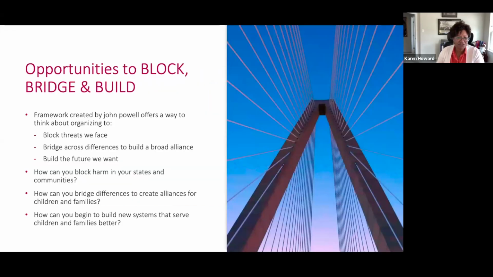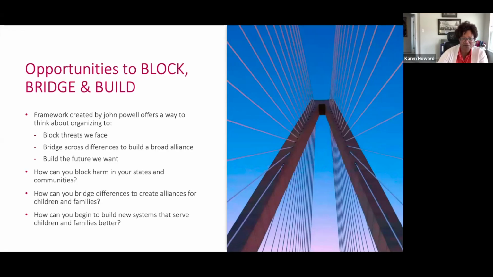So I just want to briefly mention this Block Bridge Build is a framework coming out of the Othering and Belonging Institute with John Powell. I found it really useful to think in this way as an advocate, that what are the ways in which we can block threats that we face? What's the immediate things that we can do? How can we advocate? How can we protect immigrant families on the ground? What can we do with litigation? What can we do to protect against Head Start being closed down? So thinking about there is a group that are working on blocking harm.